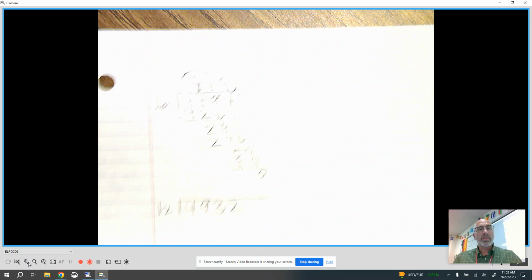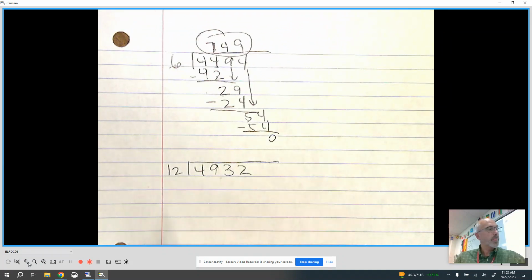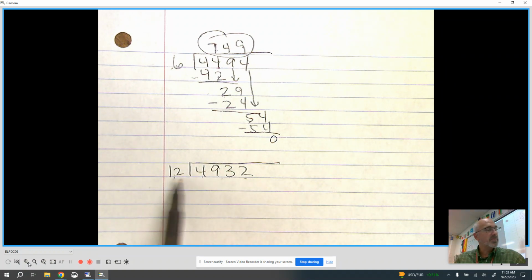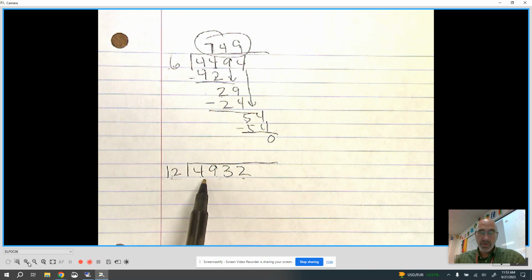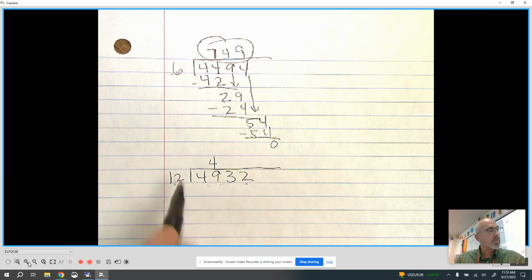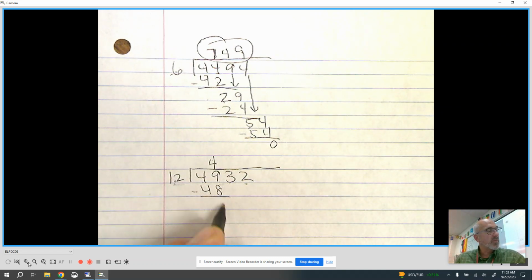Let's do it with a double-digit number on the outside. Okay, so we have 4,932 divided by 12. So how many times does 12 go into this number? Does 12 go into 4? No. Does 12 go into 49? Well, yes, it does. We can have it go into that number 4 times. 4 times 12 is 48. And when we subtract, we get 1.